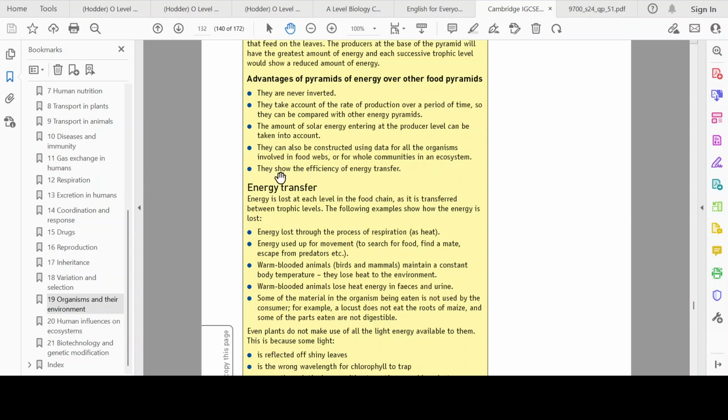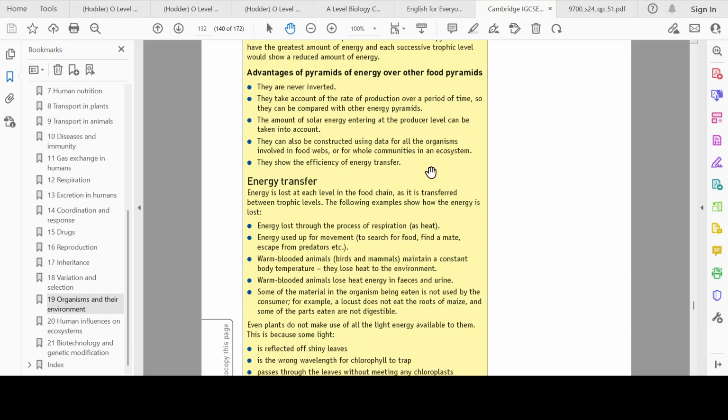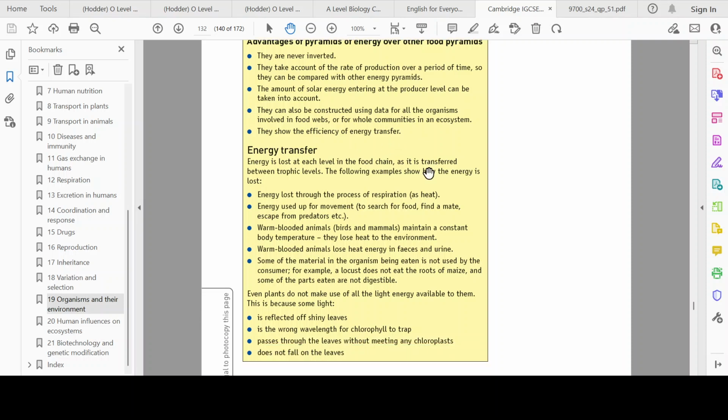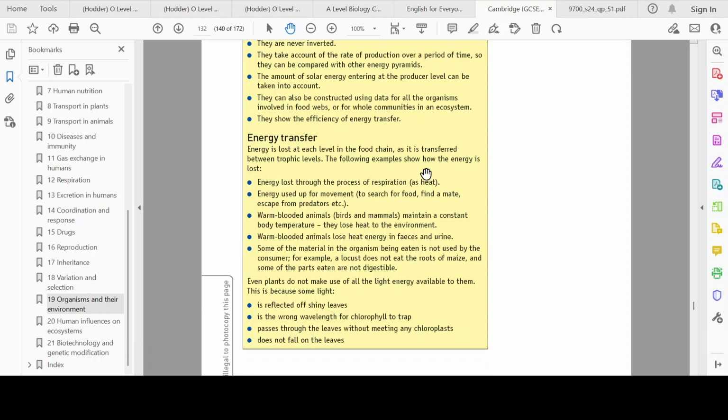And then they show the efficiency of energy transfer. So as I mentioned, energy is not transferred 100%. Why? It's lost at each level because it's lost through respiration. It's used for movement. It is used to keep animals warm in case of warm-blooded, and it's also lost as heat in that case. Right? It's lost in their waste, and some of the materials in the organism being eaten is not consumed.